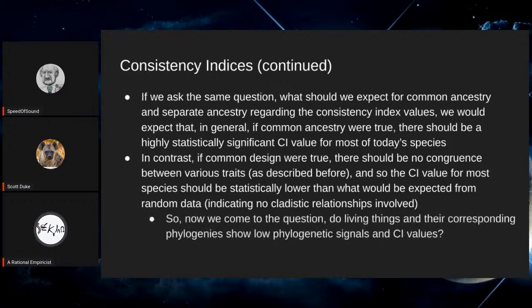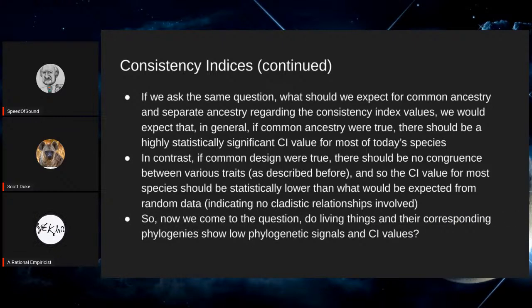So now we can come to the question, and we can answer it. Do living things and their corresponding phylogenies show low phylogenetic signals in CI values? This is a clear, testable prediction between common ancestry and separate ancestry, basically. If common ancestry is true, there should be high phylogenetic signal and consistency index values. If common design is true, then they will be significantly lower than what would be expected for common ancestry.